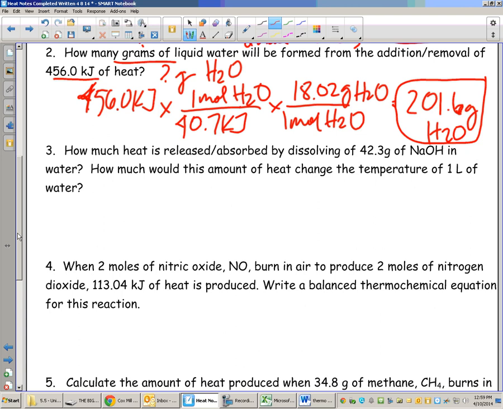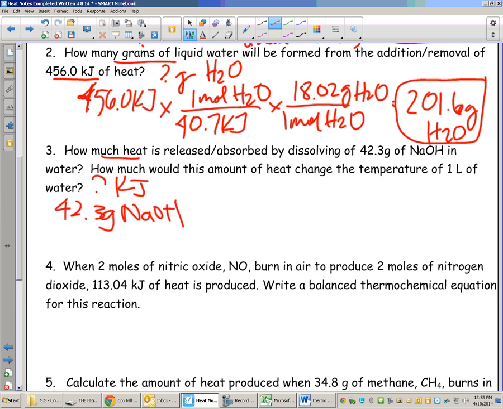Okay, how much heat is released or absorbed by dissolving 42.3 grams of sodium hydroxide in water? And then, how much would this amount of heat change the temperature of 1 liter of water? So we have a two-part question here. How much heat is first, and we're looking for, right? So what are we looking for? What unit? Looking for kilojoules, or joules here. So there's our kilojoules we're looking for. We're starting off with what? 42.3 grams of sodium hydroxide.